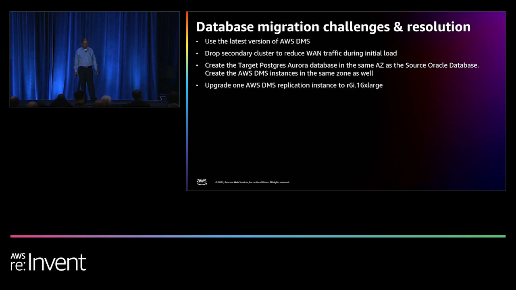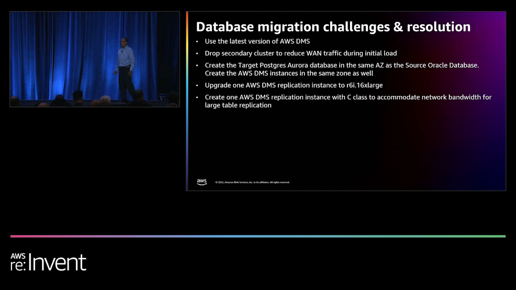A couple of recommendations we got were also to upgrade one of the DMS replication instances to R6i. Our instances are already memory optimized, but the R6i with 64 CPUs and 512 gig memory was able to provide us with many more capabilities in terms of database migration, particularly for large tables, which were more than a terabyte each. We also noticed for some of the partition tables, the network bandwidth needed was significantly high. So we were given recommendations to use a C class for one of the DMS instances.